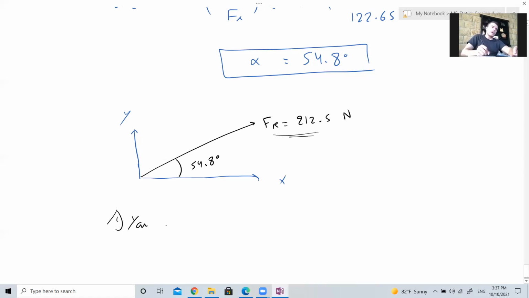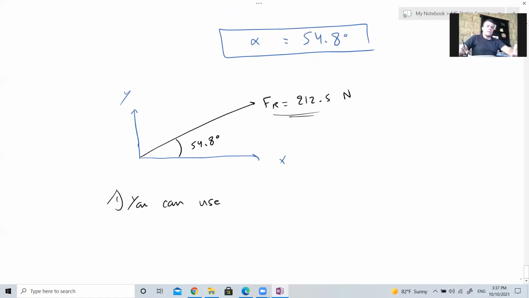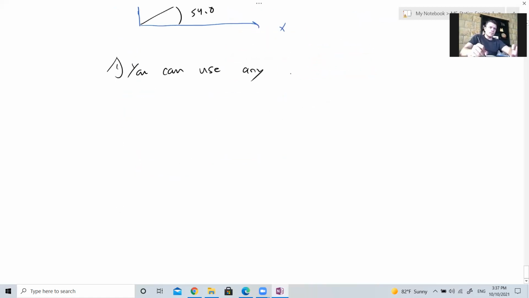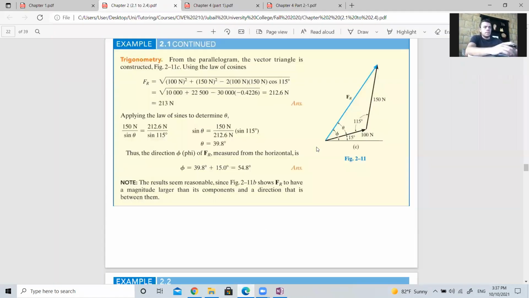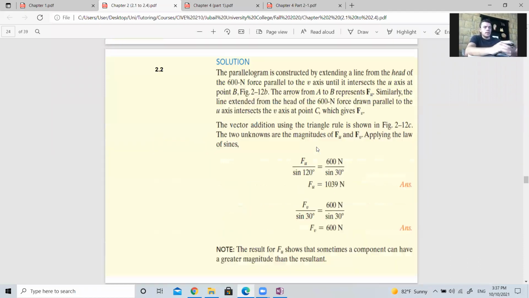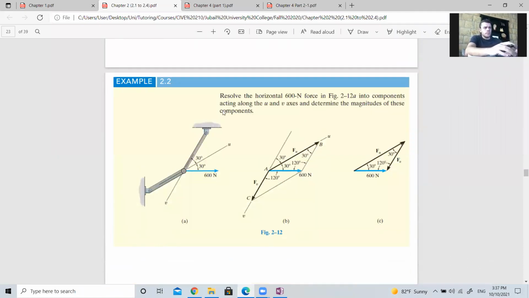You can use any method you want, but I prefer that whenever you can use the Cartesian vector method, use it. It's clear and easier. In other problems there may be cases with sigma and so on, like in equilibrium. We are still talking about resultant forces.